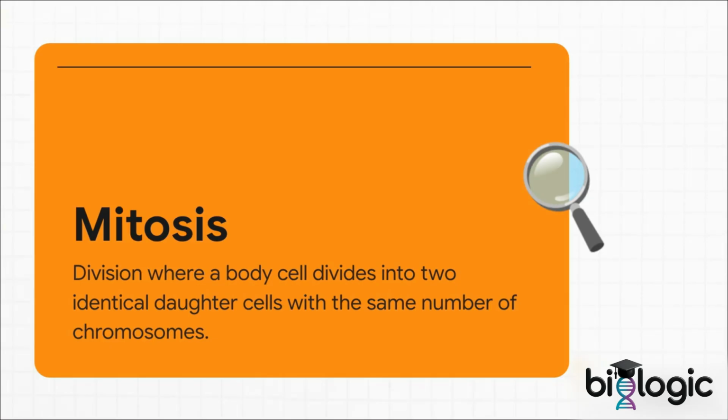So mitosis happens in what scientists call our somatic cells. That's just a fancy way of saying pretty much every cell in your body that isn't a reproductive cell. So we're talking skin, muscle, bone, you name it. And the end result? You get two new cells that are perfect genetic twins of the original. Same exact DNA, same number of chromosomes, a perfect copy.